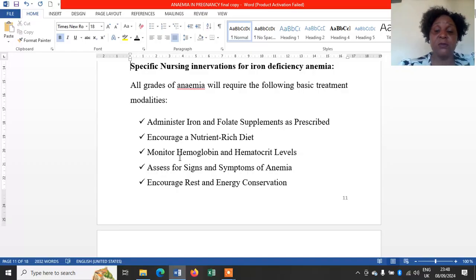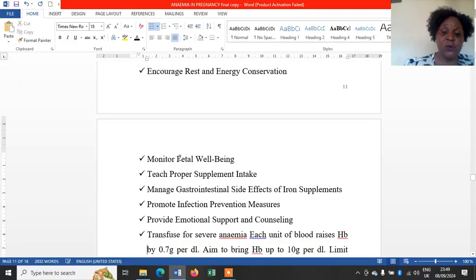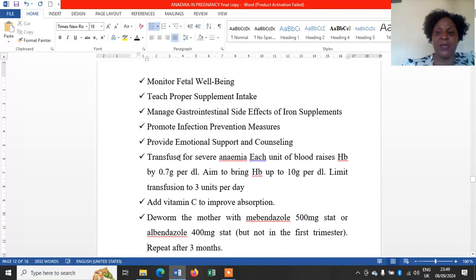Assess for signs and symptoms through general examination. Encourage rest and energy conservation. So if the mother feels weak, let her rest. And monitor fetal well-being. That is very key, because if the mother is affected, it means even the baby will be affected. Teach proper supplement intake. Manage gastrointestinal side effects of iron supplements. Other mothers may be vomiting whenever they take ferrous or folic, so we should be in a position to manage the side effects of the drug we give.